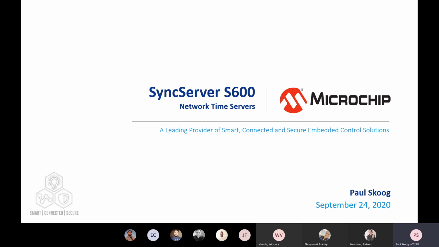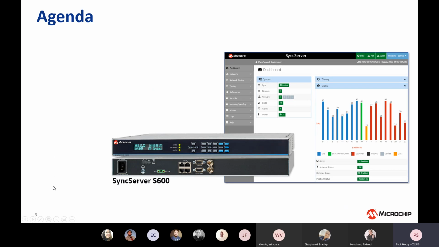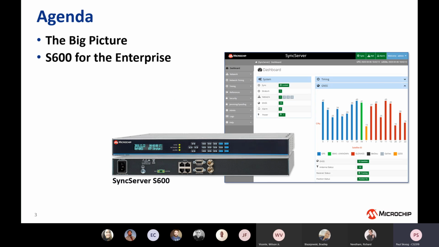So let me tell you what we're going to be covering here. Go to the next slide. So here's our agenda. Of course, there's the Sync Server S600 and the web interface that we use to control it. So I'm going to give you a big picture in terms of the context that the Sync Server S600 network time server operates in out there in the enterprise space. I'm going to talk about how it specifically meets certain things when it comes to accuracy, reliability, and security.